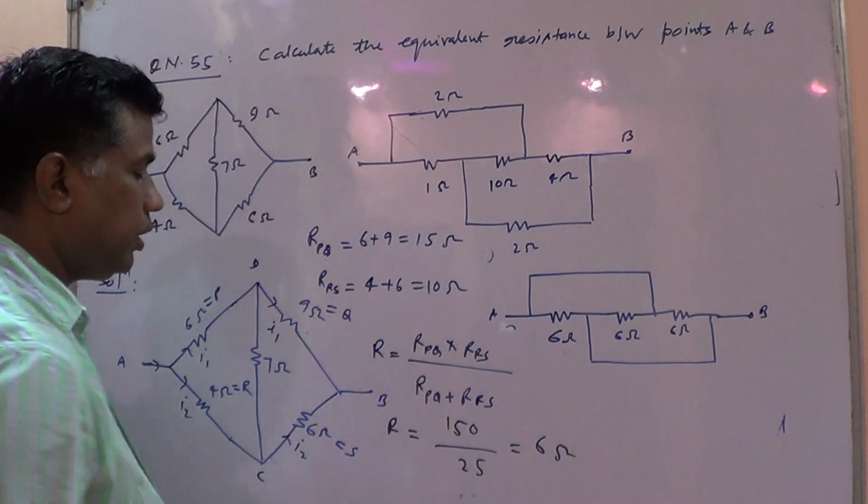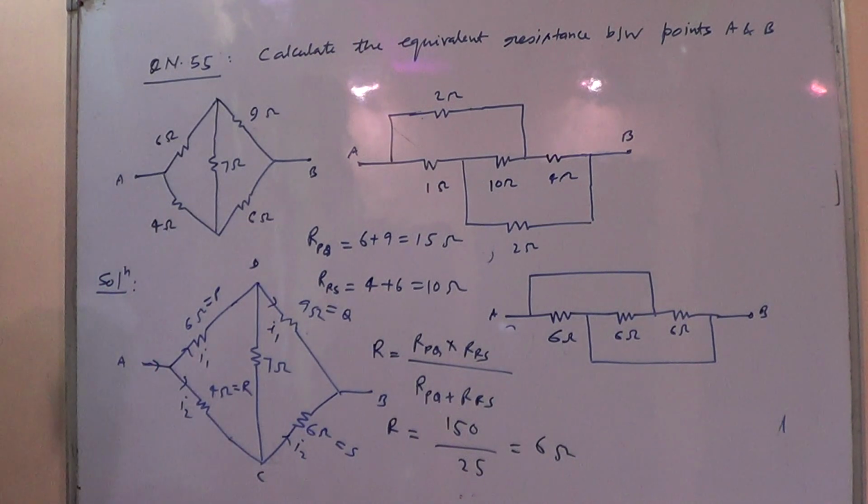25 times 6 is 150. So the equivalent resistance is 6 ohm. Student, you can write it. Now I am going to solve this problem.